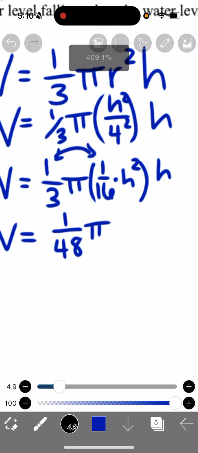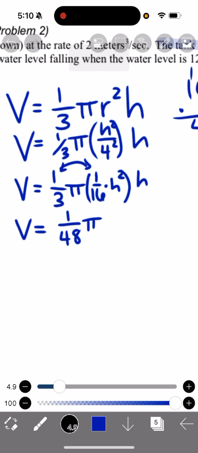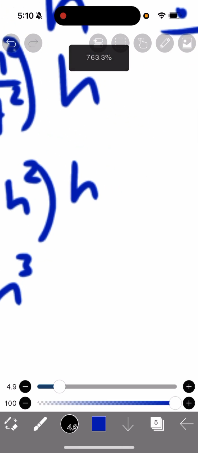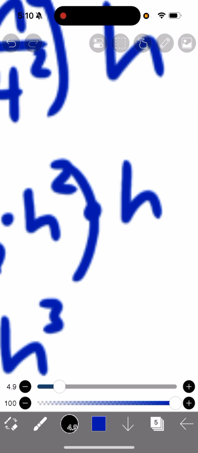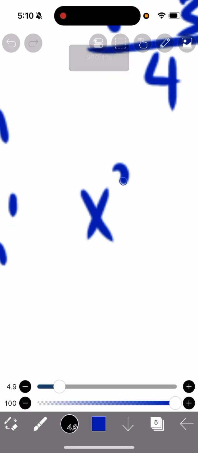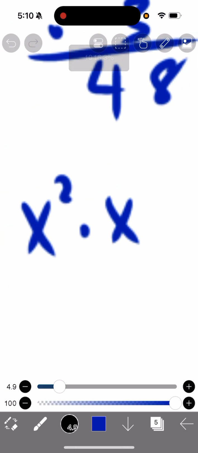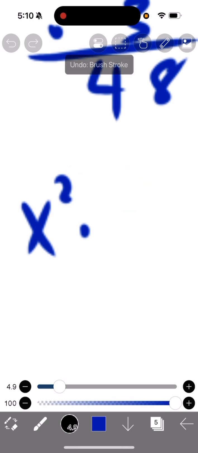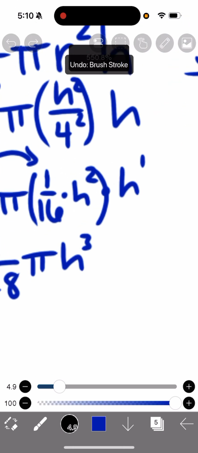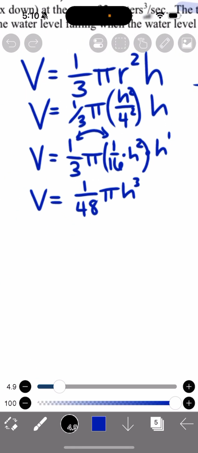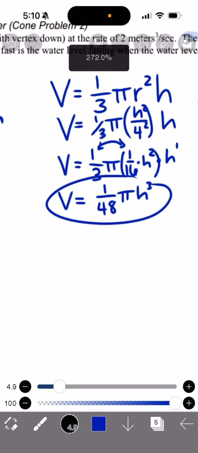We can just leave pi. Don't mess around with pi too much. Times h cubed, because right here we have h squared times h. And when you're multiplying variables, like if you had x squared times x, you add the exponent. So it'd be 2 plus 1, which is x to the third. Same thing going on for h here. That's why we got h cubed. And from here, we can take the derivative because this is a much nicer thing to take the derivative of.